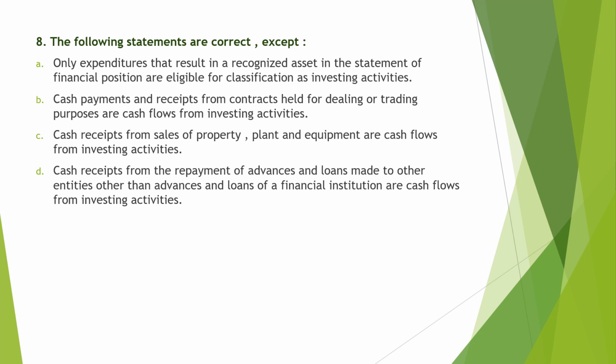Yung letter B naman, cash payments and receipts from contracts held for dealing or trading purposes are cash flow for investing activities. Letter B is incorrect. Why?